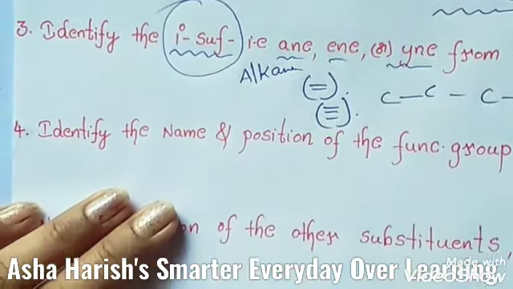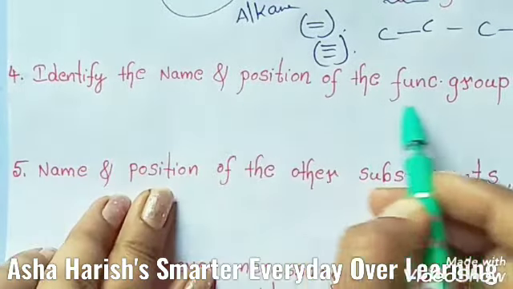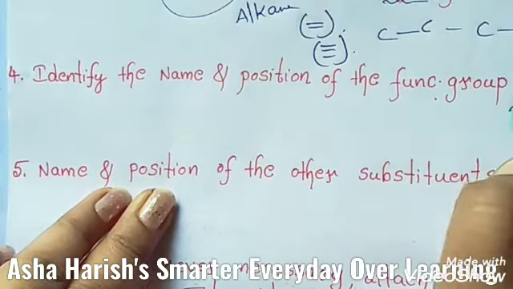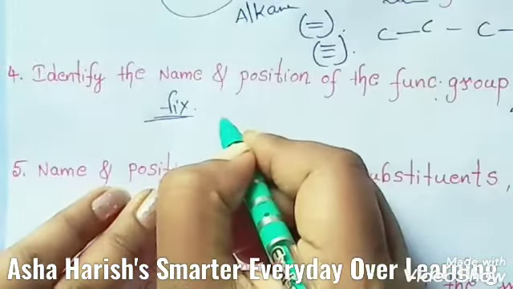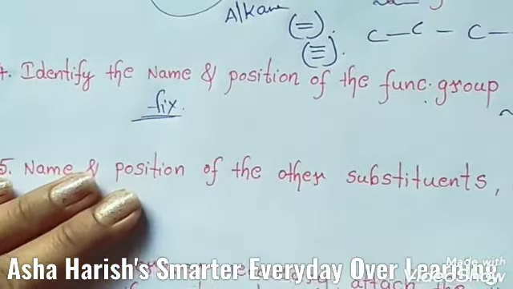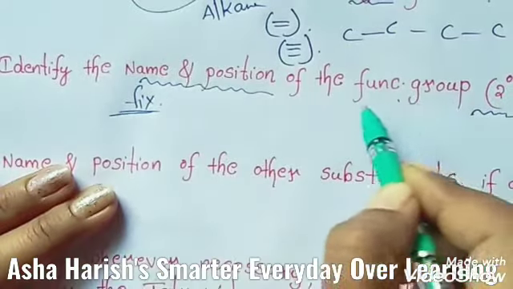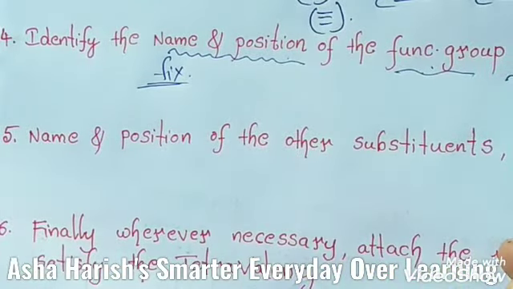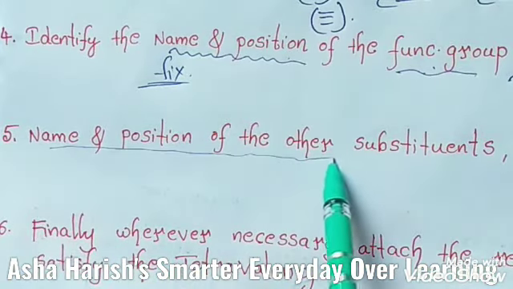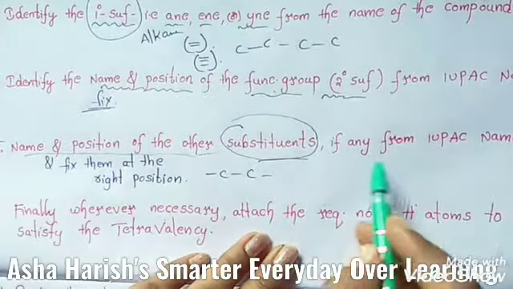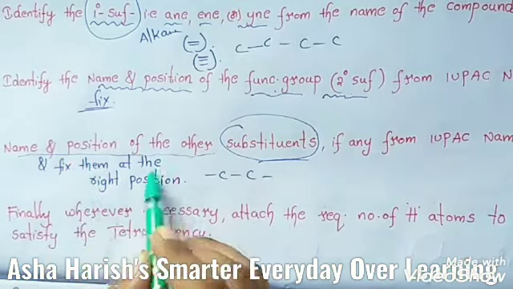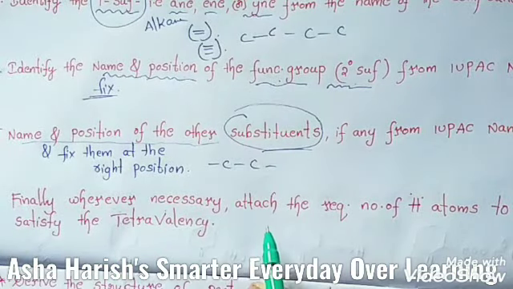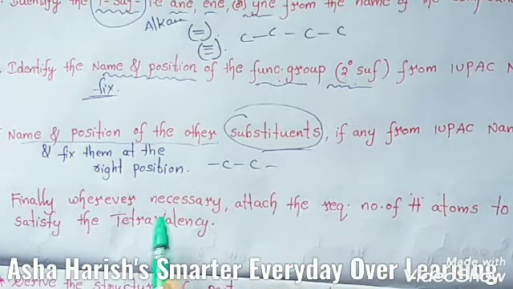Rule number 4: identify the name and position of the functional group, that is the secondary suffix, from the IUPAC name of the compound, and fix it at its right position on the carbon chain. In rule 5, identify the name and position of any other substituent from the IUPAC name, and fix them at the correct position. Finally, rule number 6: wherever necessary, attach the required number of hydrogen atoms to satisfy the tetravalency.